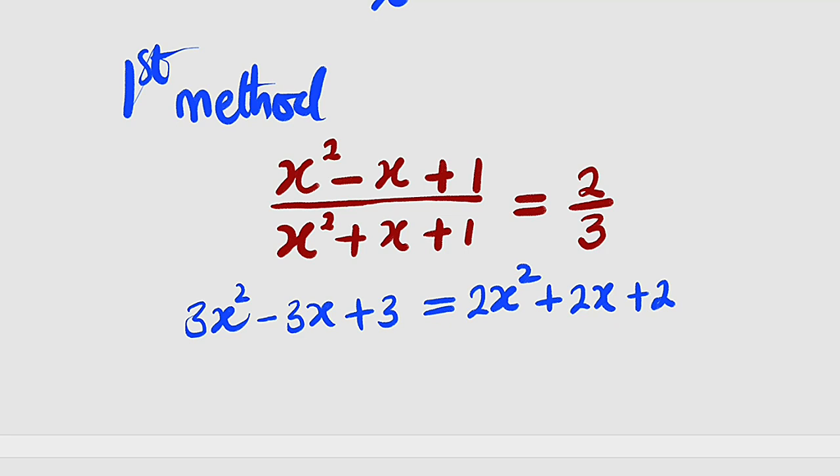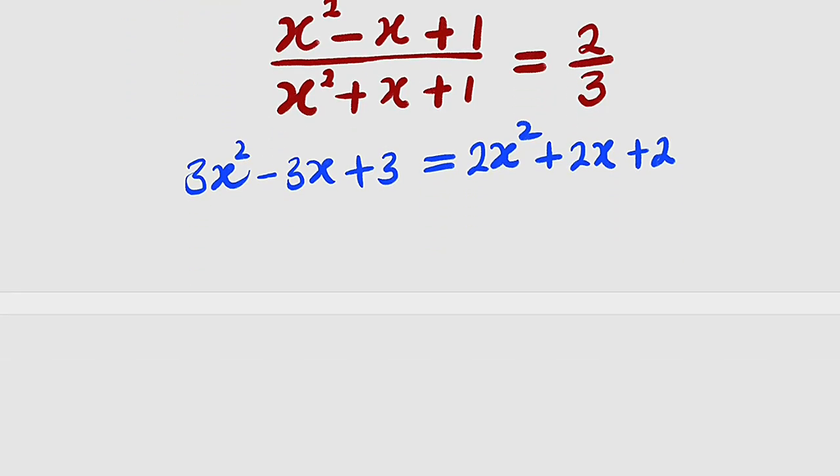Now let us bring all terms to the left-hand side. We have 3x squared minus 2x squared. That will give us x squared. Then negative 3x. As 2x crosses over, it becomes negative as well. So we have negative 3x, negative 2x. That is negative 5x. I have 3 minus 2 equal to 1. And the whole of this equal to 0.